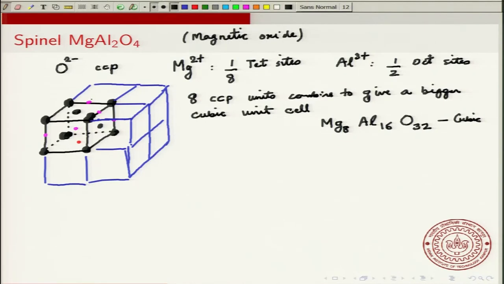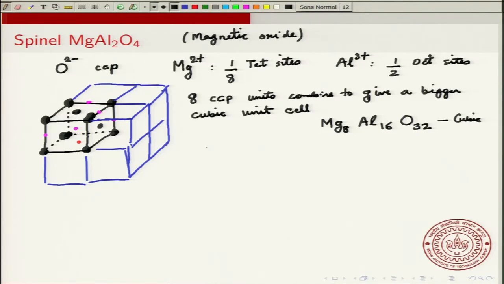I won't show the detailed arrangement of these cations, but basically this is a unit cell of spinel. Again, I should mention that each of these individual CCP units will actually be distorted, because they have an asymmetric distribution, but overall the whole cell will be a perfect cube. It will be a larger perfect cube.